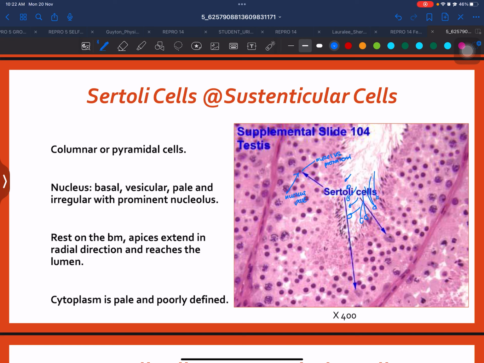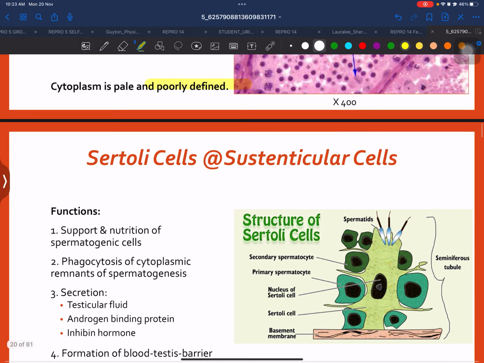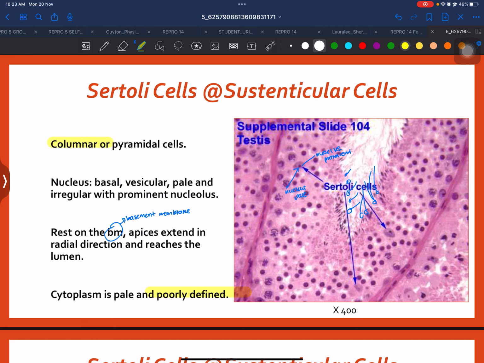This is the height of the Sertoli cell. But you see here, this is only the nucleus. So it rests on the basement membrane and the apical part extends in the radial direction, reaching the lumen. The cytoplasm is pale and poorly defined. Can you see the cytoplasm? No, right? You can only observe the nucleus and the nucleolus. These are the features of the Sertoli cell that I need you to memorize. You must remember them well.